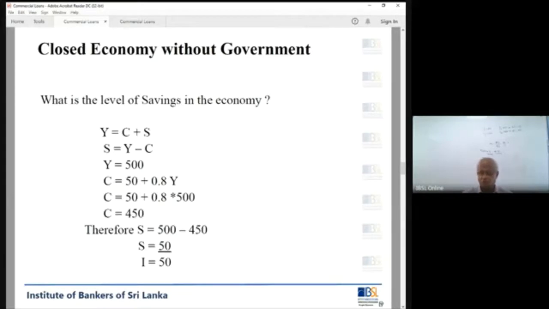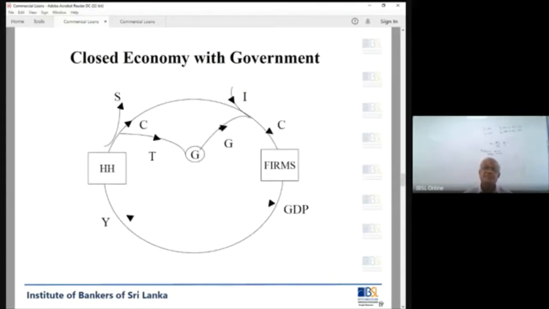You know, the multiplier also. Second model: closed economy with government. Now the third player is coming. Earlier we had only two players, a very simple model: household sector, business sector, households and the firms. Now the third player, who is the third player? Government is coming. A slightly more complicated, sophisticated economy. Still, no international trade, no imports, no exports. Closed economy.